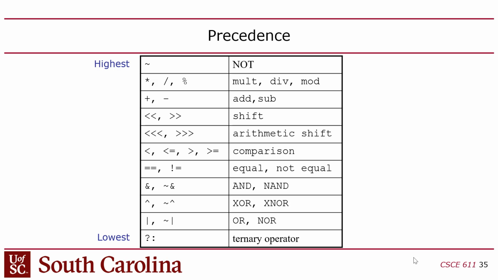XNOR is a little weird. Also, NAND is a little weird. This is not available in C or Java. You can't say tilde ampersand, right? But this is the actual operator in Verilog. Likewise, tilde bar is NOR. That's kind of cool. And then, of course, the ternary. And ternary is the lowest level of precedence.